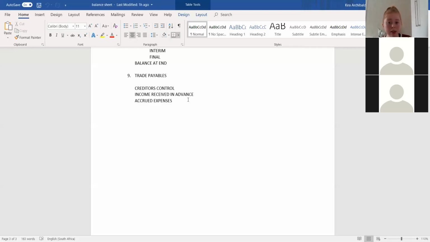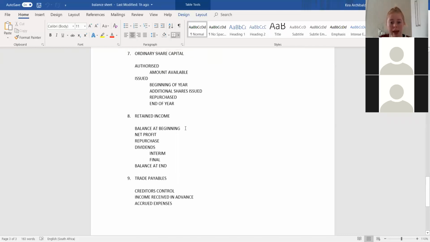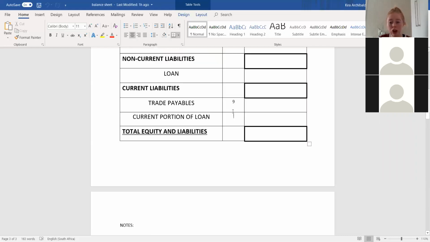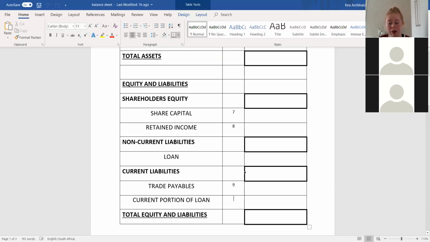With accrued expenses, that is when we haven't yet paid our expenses. So it could be like your telephone account, you haven't paid for a month, and they might give you the amount, they might want you to calculate it. It's all based on the activity or the question. Okay, and then that amount would go into here. You would total up to current liabilities. Then you would total shareholders' equity, non-current liabilities, current liabilities, and get an amount for total equity and total liabilities.